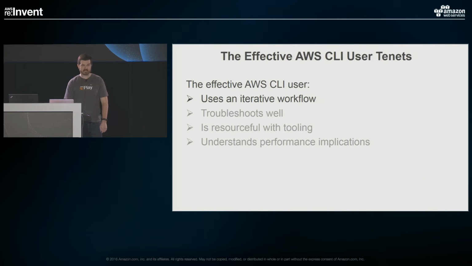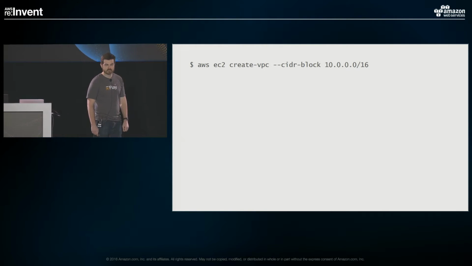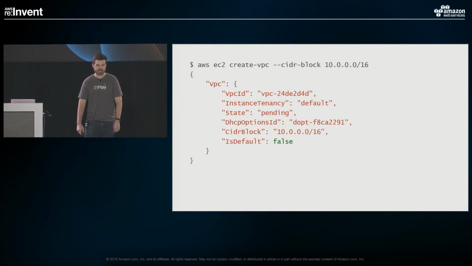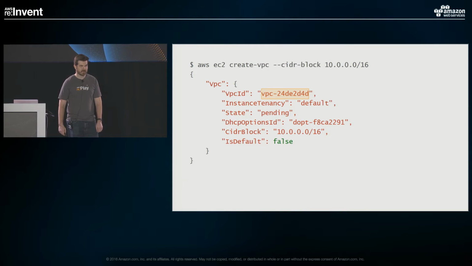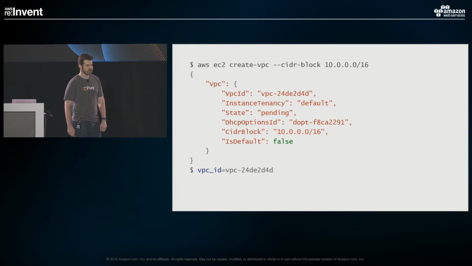So let's start talking about the first tenet, which is that the effective AWS CLI user uses an iterative workflow. Here's a sample CLI command that a general CLI user may run, where they specify the service, they specify the operation, and a set of parameters that they need to provide. They then get a JSON response back from the service, and based off the application they're trying to build, they'll then use components of that response for subsequent commands. For example, we're going to be using the VPC ID a lot because a lot of the resources depend on that VPC. So they would go ahead and copy and paste that value into a command, or even if they're savvy, they'll save it to a bash variable or so.